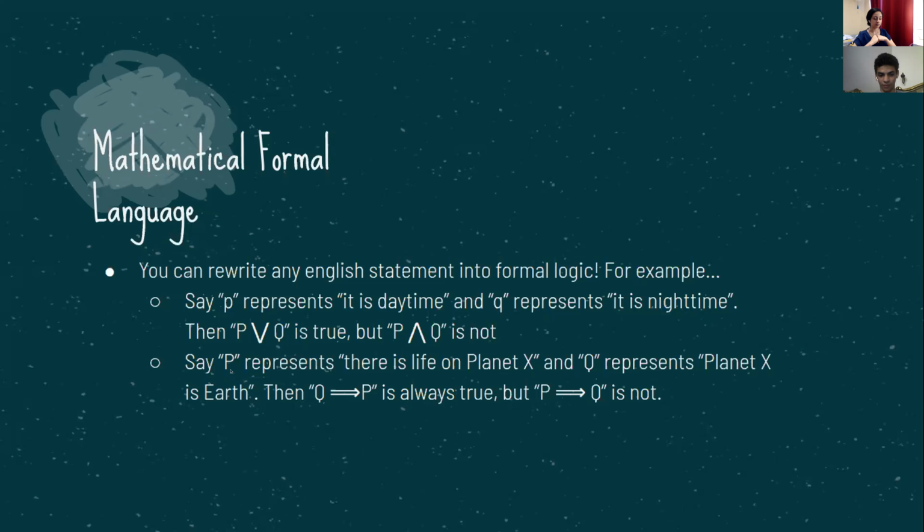And for another example, if P represents there is life on planet X, and Q represents that planet X is planet Earth, then Q entailing P is always true, but P entailing Q is not always true. And you can basically do this to any English statement, or any statement in general. You can put it in this formal language. You can describe it in this formal language.